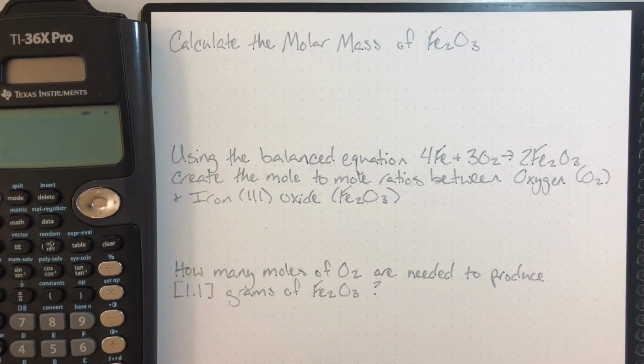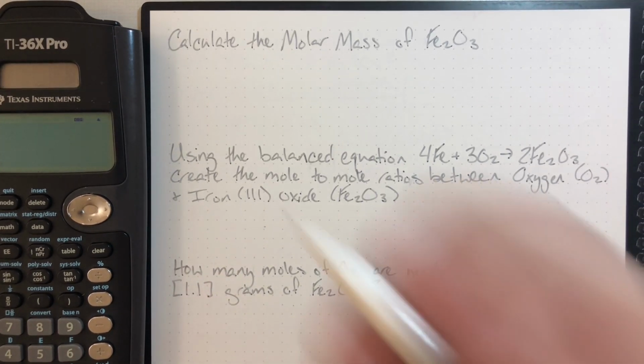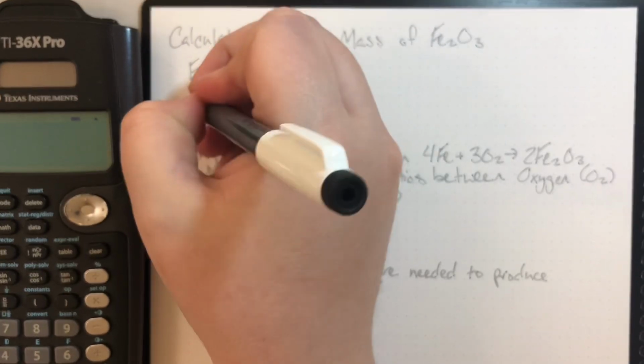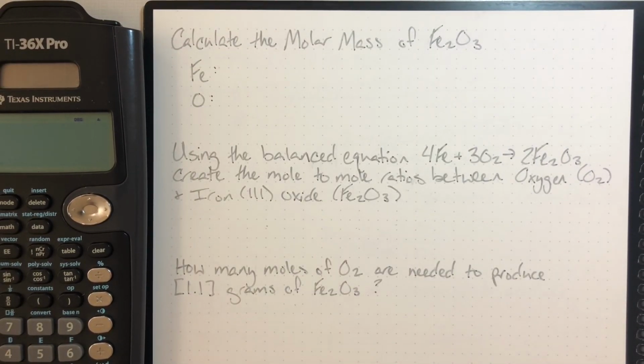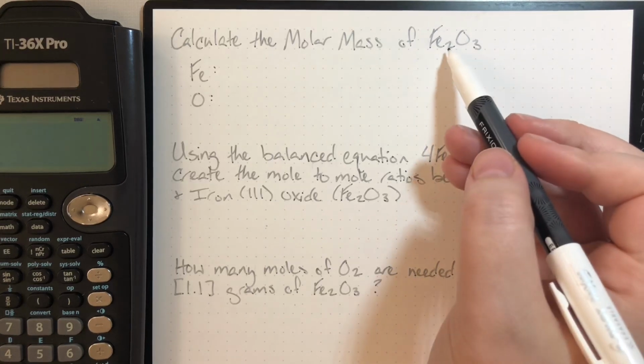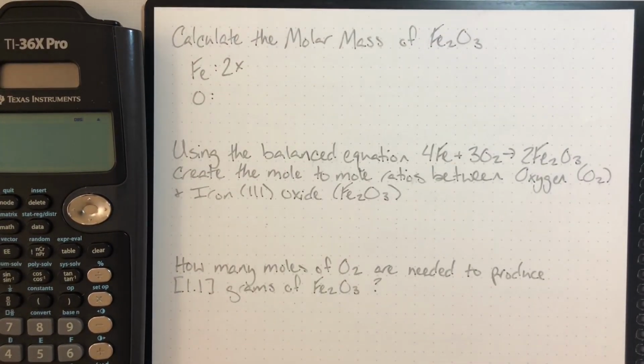Calculate the molar mass of iron 3 oxide. I'm going to list everybody that's present. That would be oxygen and iron. I will check subscripts to find the amount of each element present. Iron has a subscript of 2, so that means I have 2 irons.